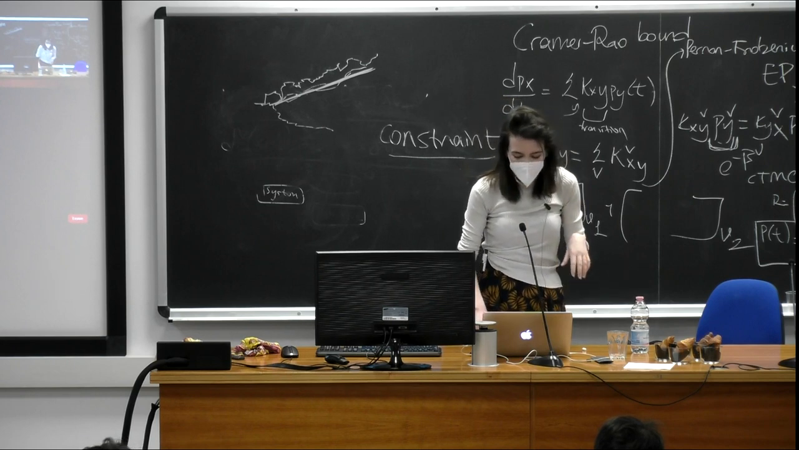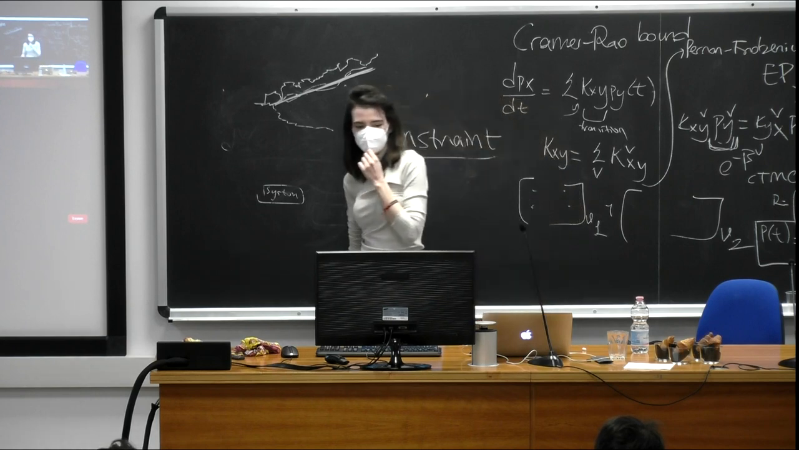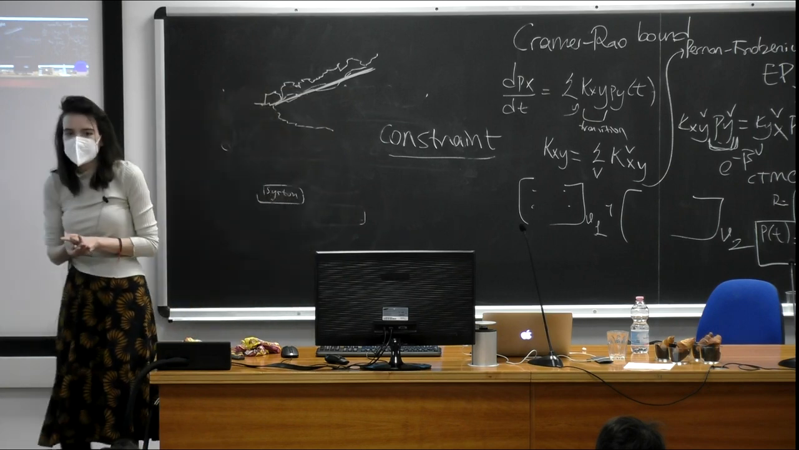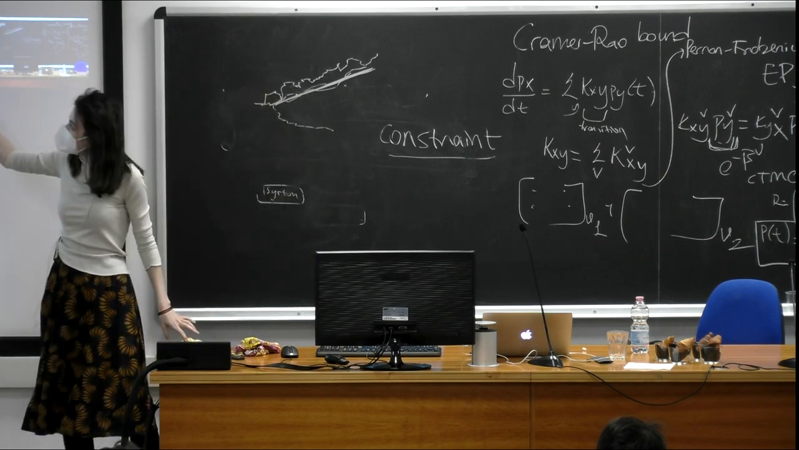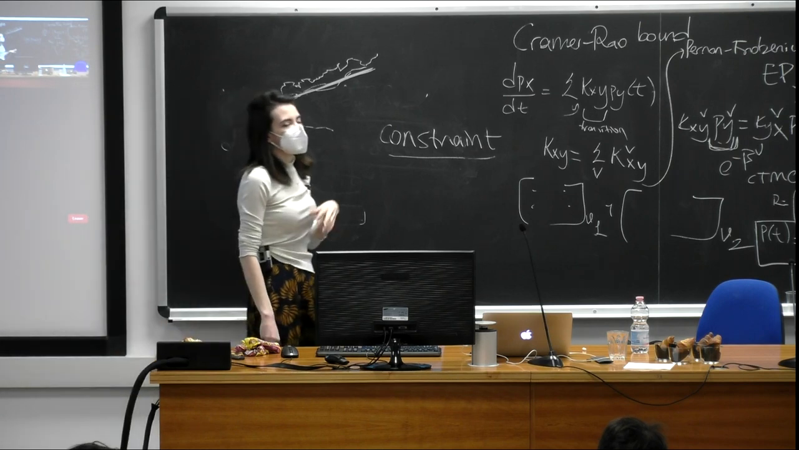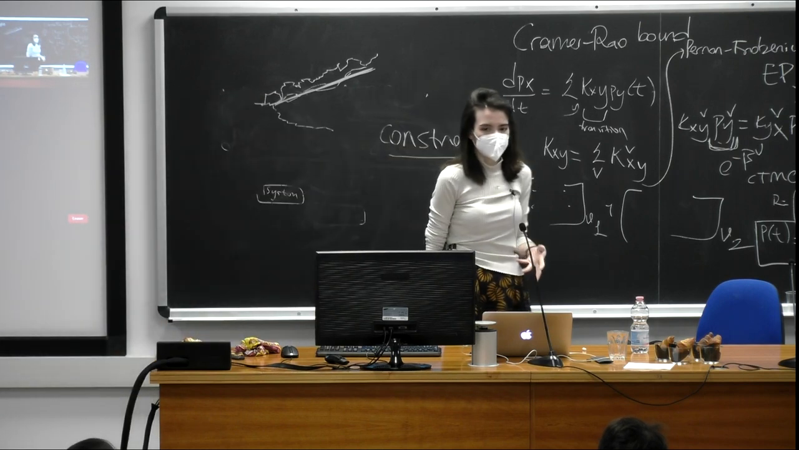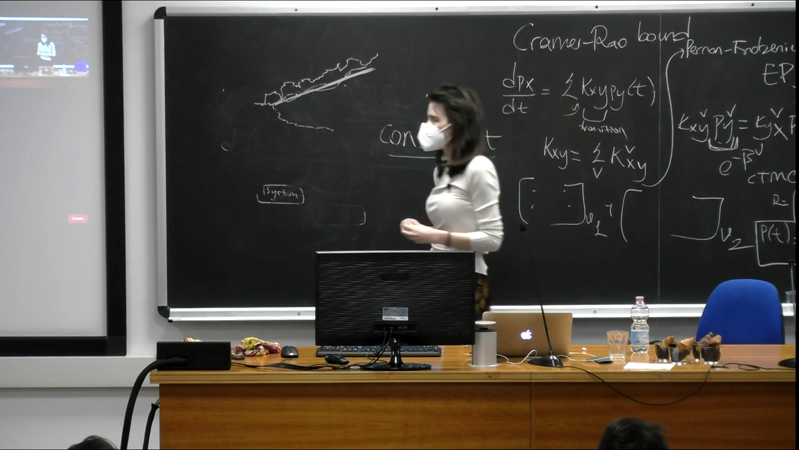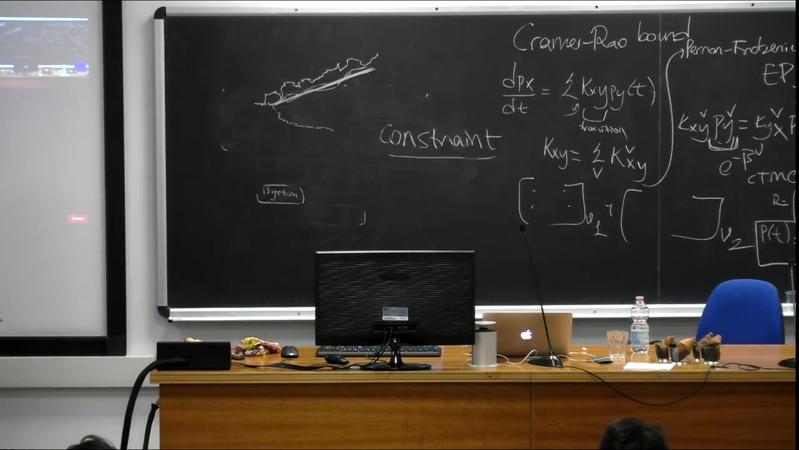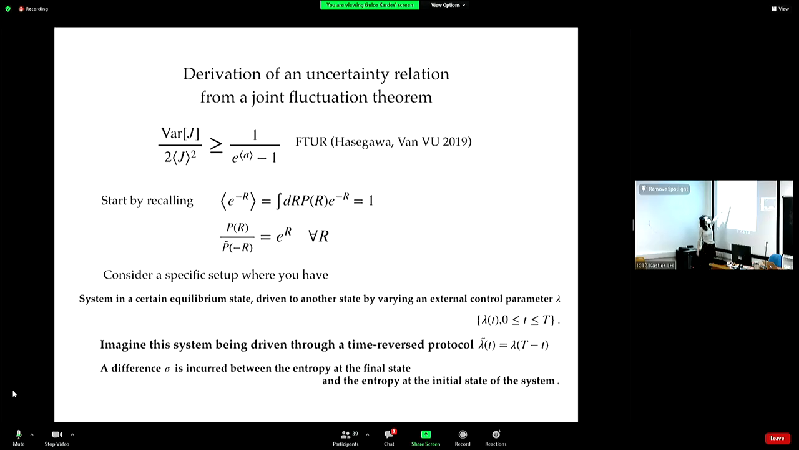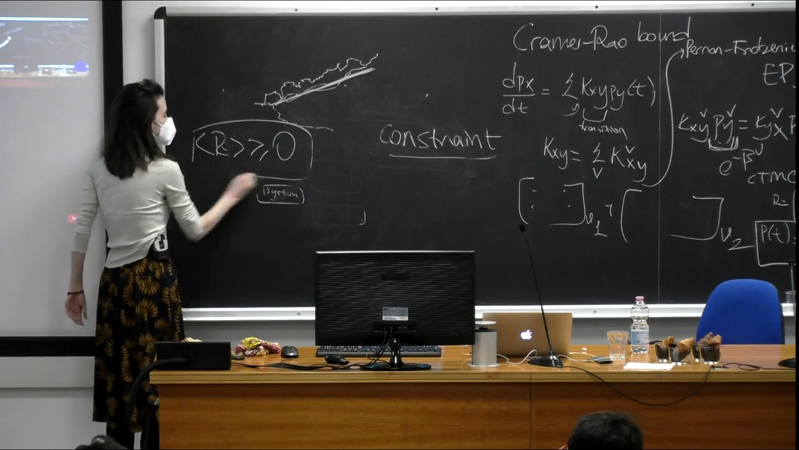Now, we are going to start deriving this uncertainty relation, the FTUR, by using a refined form of a fluctuation relation, okay? So let's start by recalling this one. David introduced you to this, right? This is an integral fluctuation theorem that you use if you take Jensen's inequality and apply it to this, for example. You will see that the mean of this random variable R satisfies this.